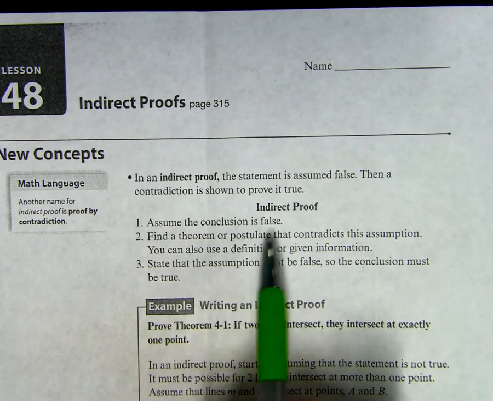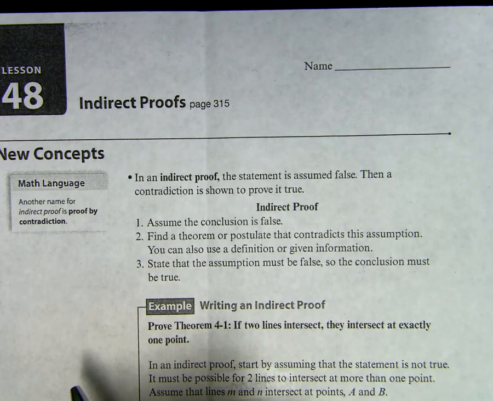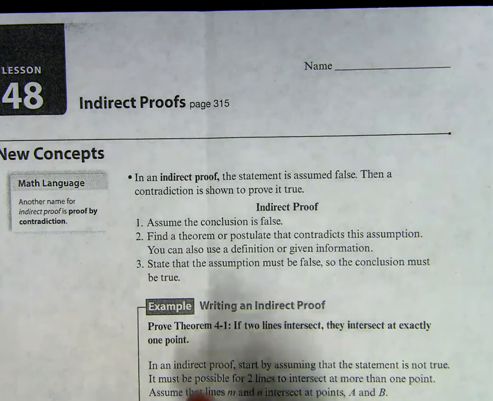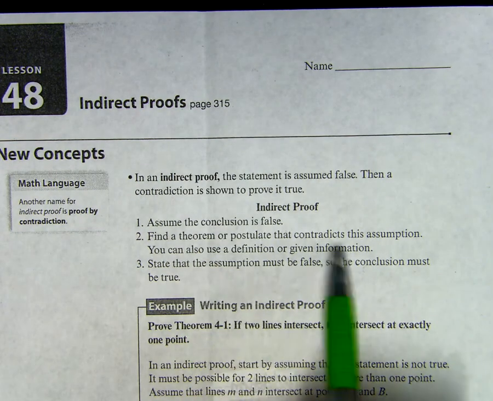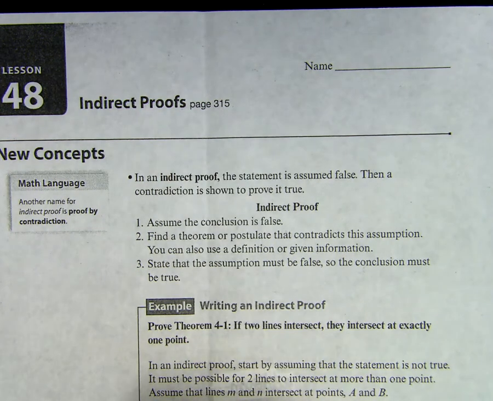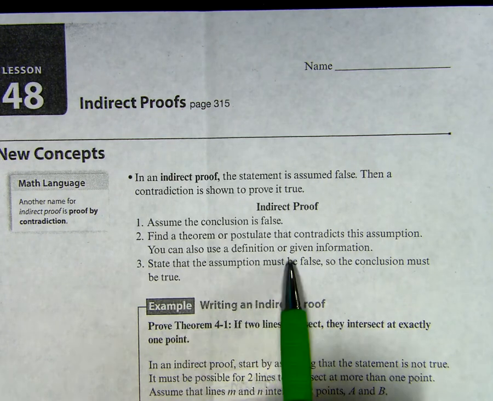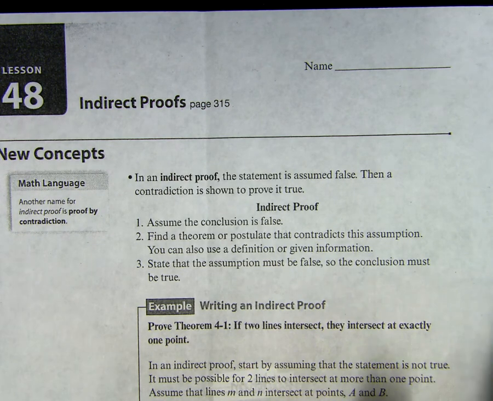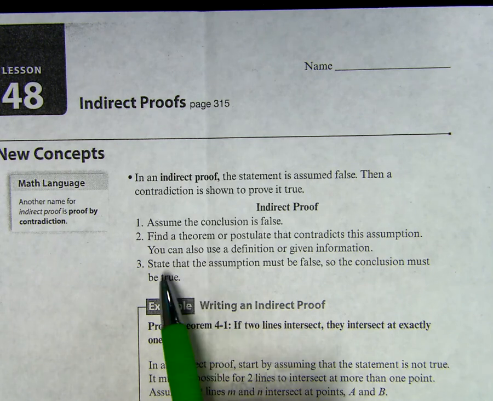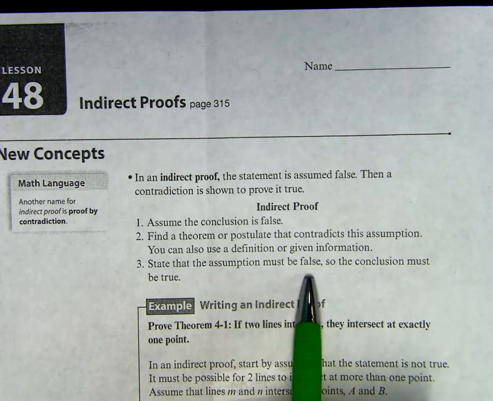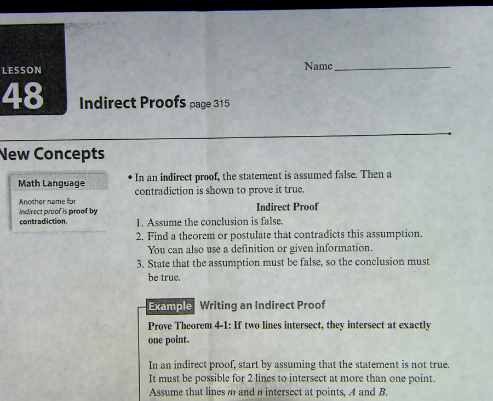You assume the conclusion is false. So you look at the conclusion and say, okay, we're going to assume it's false. Find a theorem or postulate that contradicts the assumption. You can also use a definition or any of the given information. And then you state that your assumption must be false and therefore the conclusion must be true. So I'm going to show you an example.